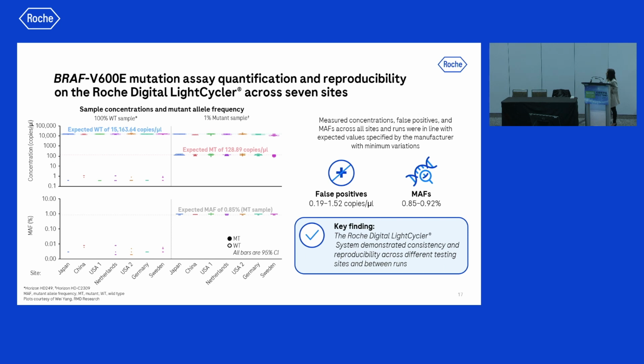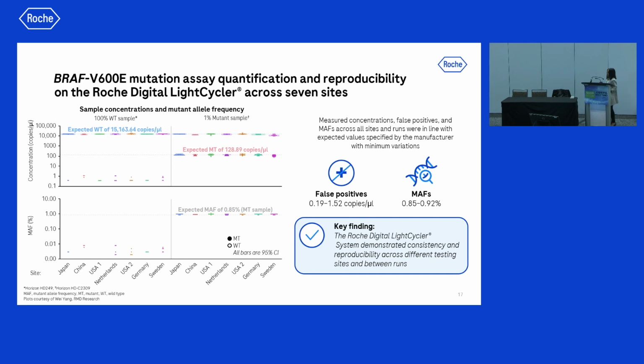On the very far left of this panel, we're looking at the 100% wild type sample, and on the far right is the 1% mutant sample. I know it's a little difficult to see, but based on the manufacturer's stipulated values, we have dotted lines here, highlighted with the text. Expected wild type is listed here, the expected mutant is listed here and bifurcated with this line, and the expected mutant allele fraction is also depicted by this gray line.